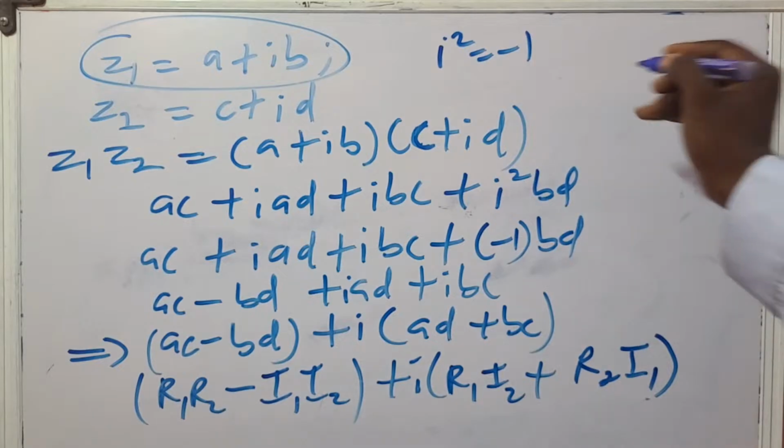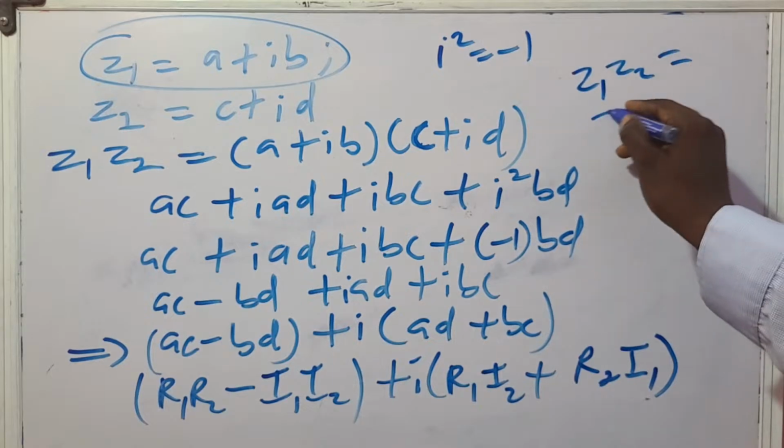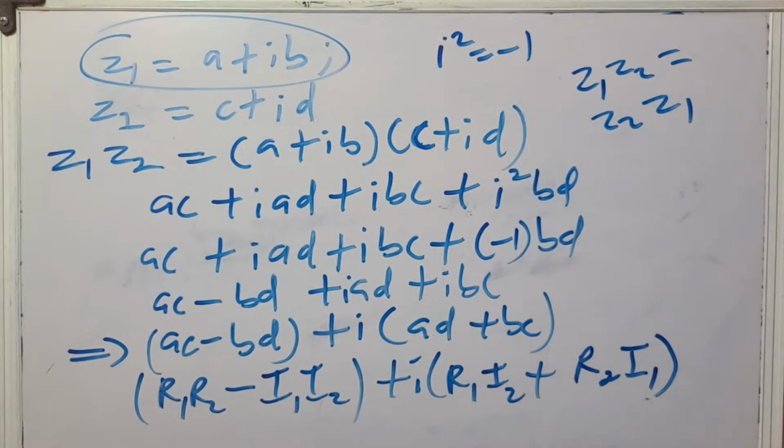So Z1 times Z2 is the same thing as Z2 times Z1. Note all these things so that you would always have the edge over any question you are given. Now, also don't forget, the associative law works here also.